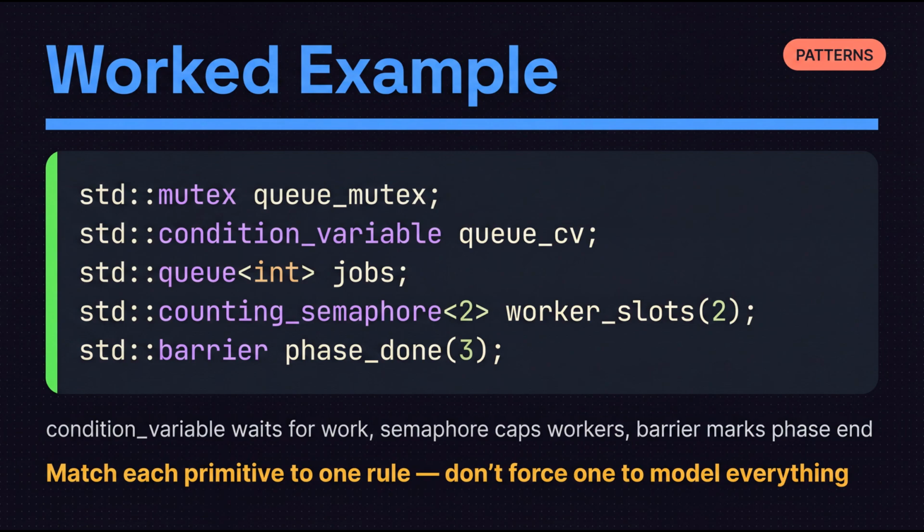The condition variable waits for work to appear in the queue. The semaphore ensures only 2 workers run expensive processing at once. The barrier marks the end of a phase. All threads must arrive before the next phase begins. Most real systems don't need all 3 at once. The point is to match each primitive to one coordination rule instead of forcing a single mutex to model everything.